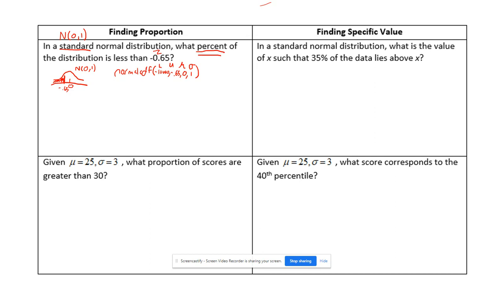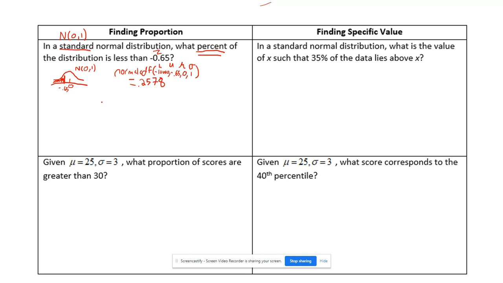Remember, you're going to do that in the calculator using your second vars. Choose normal CDF and type in that information in that order. Again, without writing out what you're typing in, you don't get the credit. Type that in, you should get 0.2578.